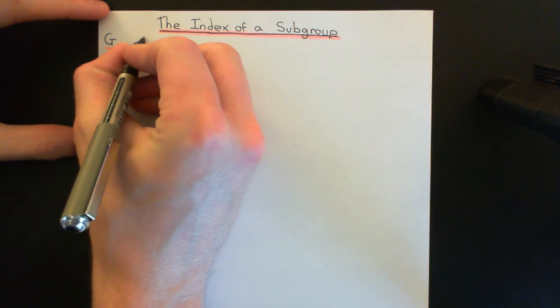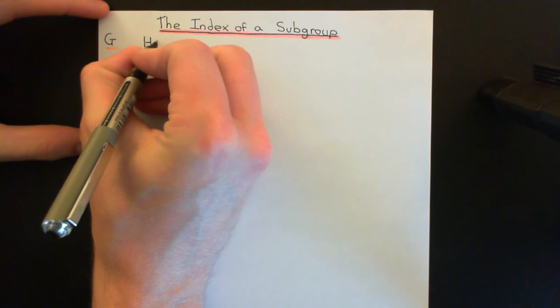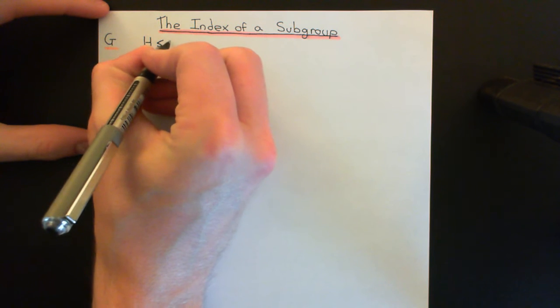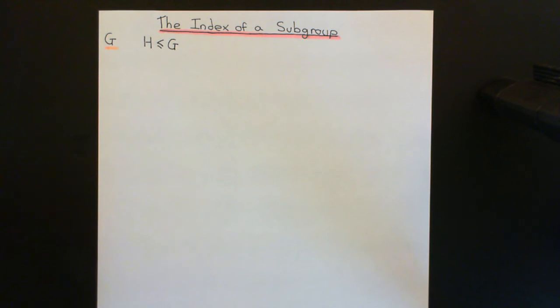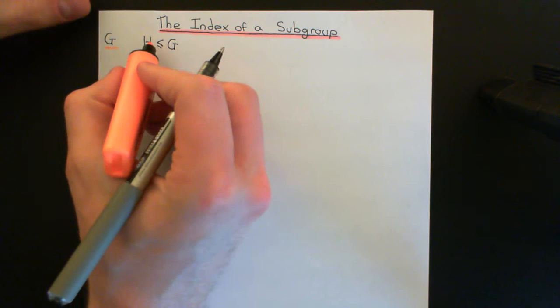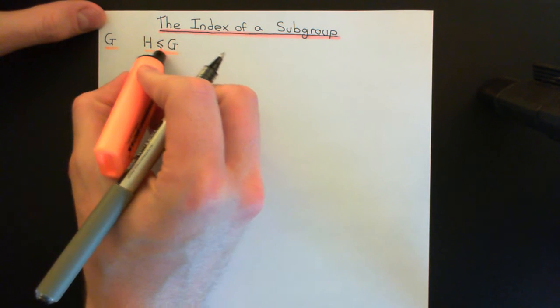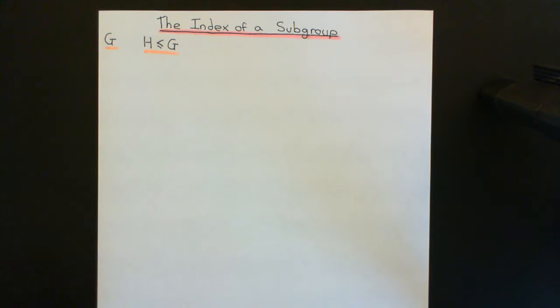Okay, and now let's say that we've got some subgroup of G, which we'll call capital H here. So H is a subgroup of G. Again, this is just an arbitrary subgroup of G. It doesn't need to be anything fancy. It doesn't need to be a normal subgroup, for instance. It is just a subgroup of G.